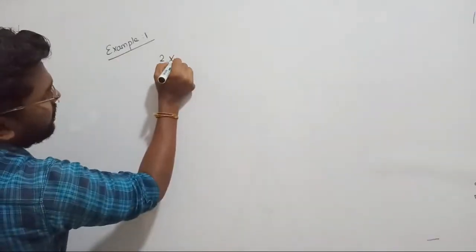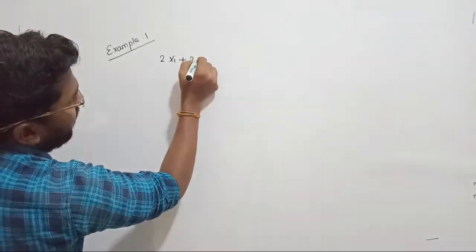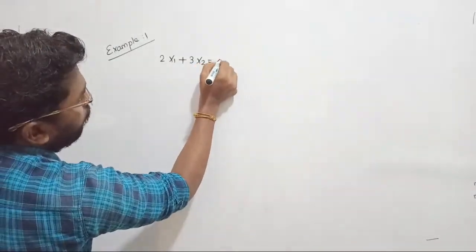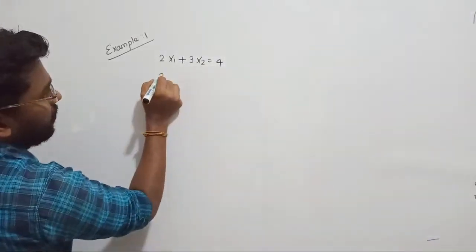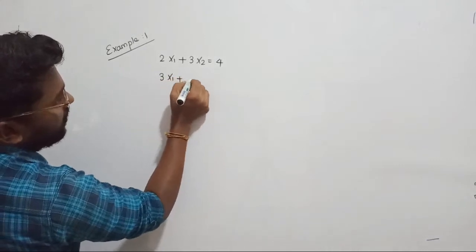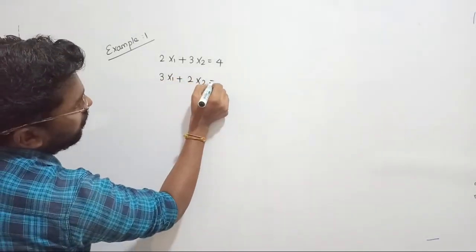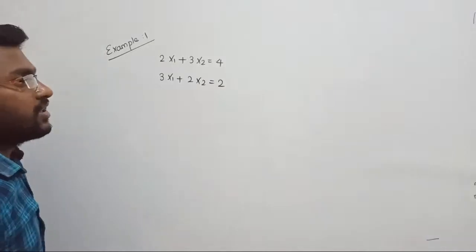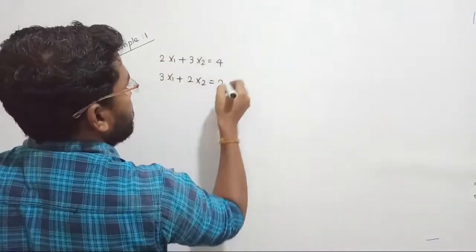In example number 1, let me select some variables here. Twice of x1 plus 3 times of x2 equal to 4, and 3 times of x1 plus 2 times of x2 equal to 2. There is a set of equations given. They are called vector equations.